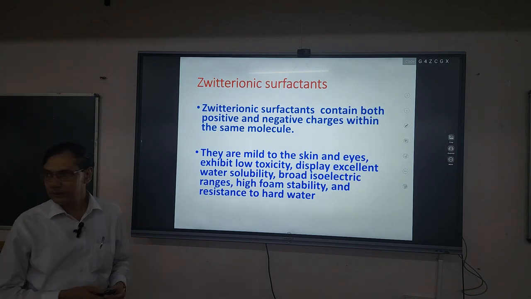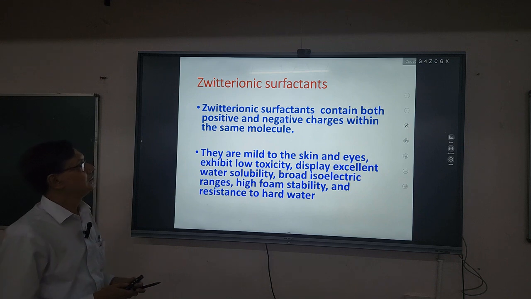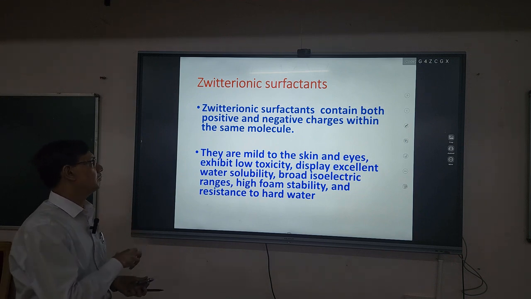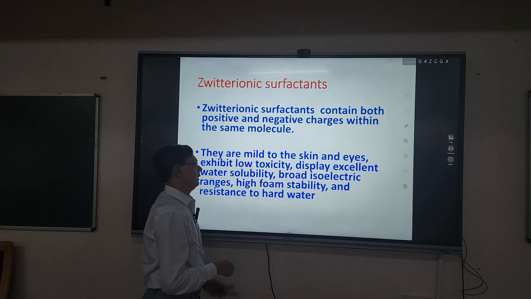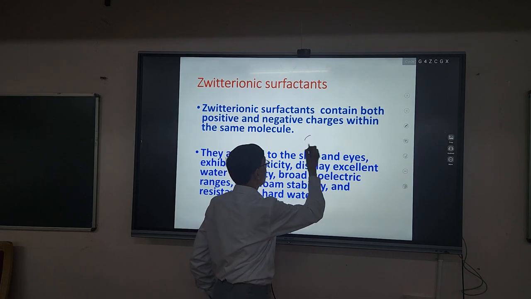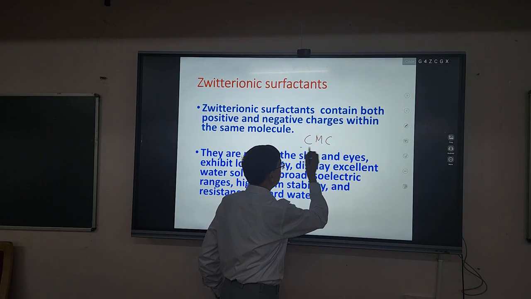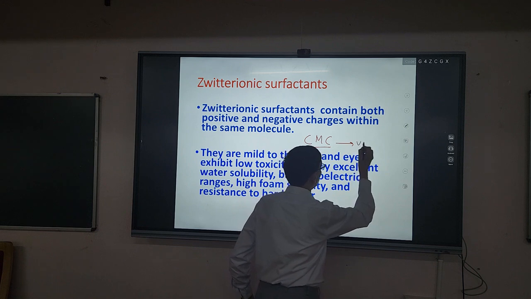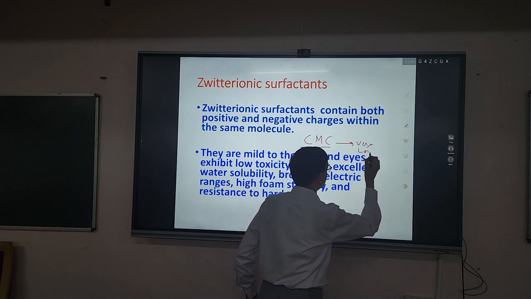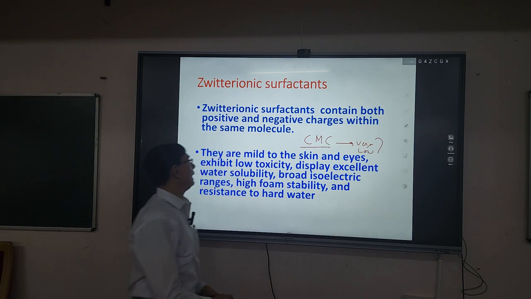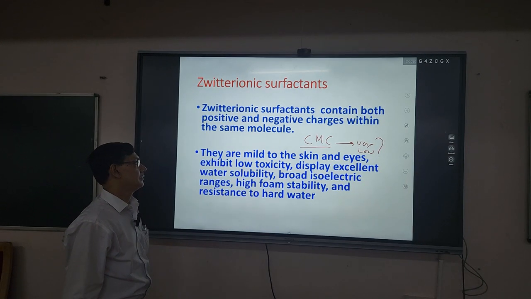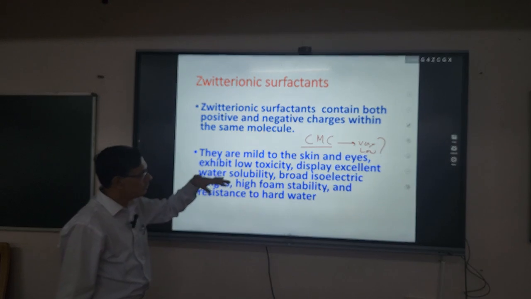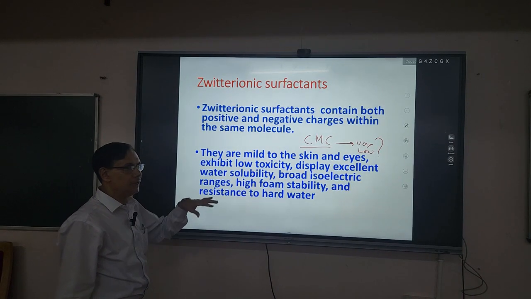But now the zwitterionic surfactant, as I told you, contains both positive and negative charges. And one of the most important characteristics of this zwitterionic surfactant is that the CMC is very low. Although I will not discuss the CMC today, the CMC is very low. That is a good point. Second, they are mild to the skin and eyes, very low toxic and excellent water soluble.